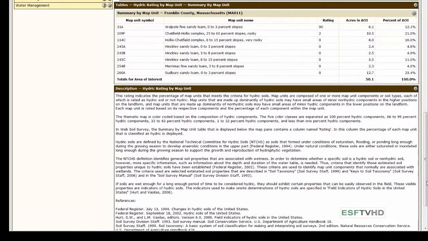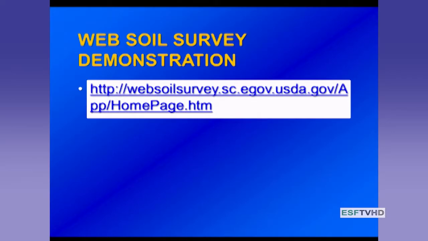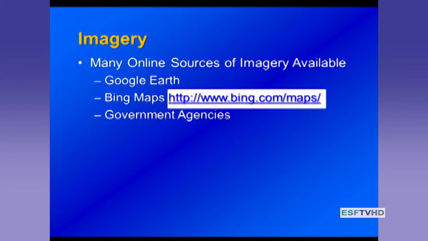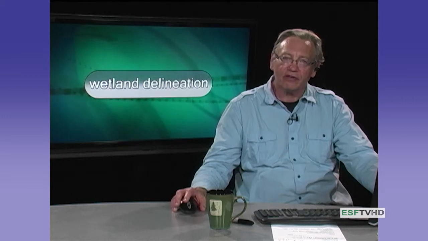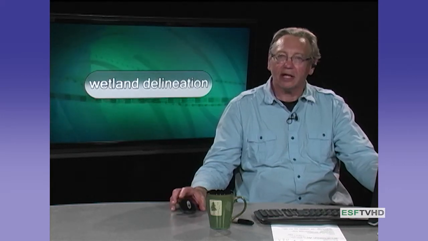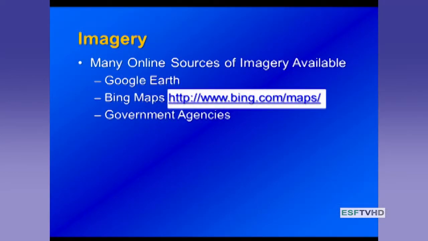So what we'll do now is go back to the presentation there. We'll go to our next slide here, and we'll talk just a little bit about imagery. There are many sources of imagery that are available online. The one, perhaps the most popular, would be the imagery that's available through Google Earth.